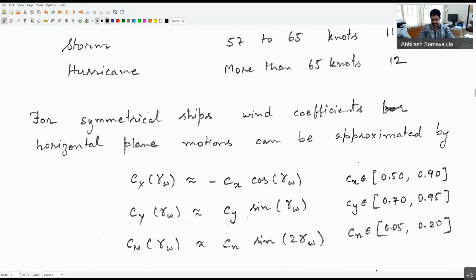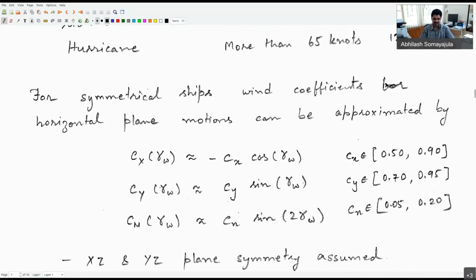Okay, so let's see how these coefficients look. We are mostly interested in the horizontal plane motion, so we restrict ourselves to it. In that case, we can make a gross approximation of the surge, sway, and yaw wind coefficients as a function of the angle at which the wind is coming relative to the longitudinal direction of the ship: some constant Cx times cosine of gamma W, with a minus sign here. Similarly, for Cy, I'll have Cy times sine of gamma W, sorry, that's W, not omega. And then finally, we have the yaw coefficient, which is Cn times sine of 2 times gamma W.